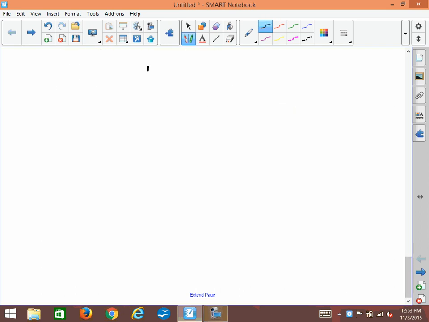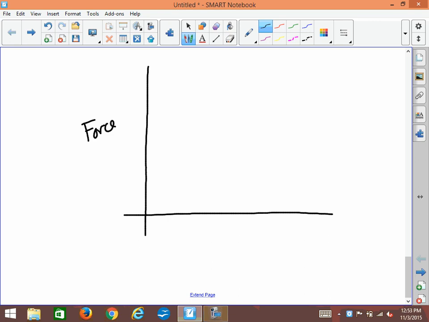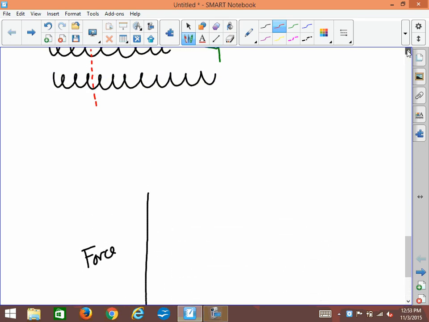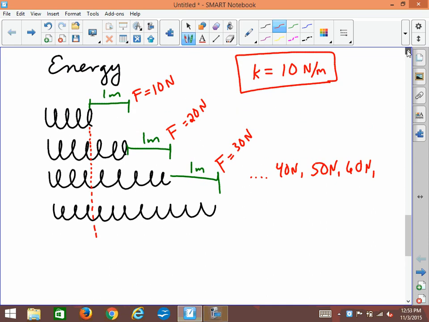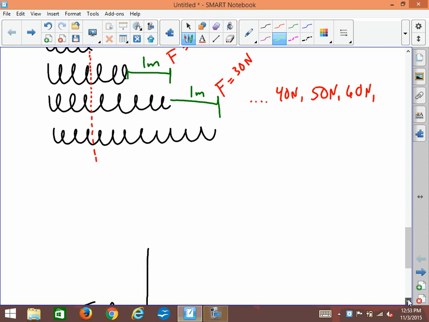So on our graph, we graph the force of the spring, the force we pull with, the magnitude only, and then we graph the x, the distance that the spring is stretched. Well, if we drew some dots, we would find that our first ordered pair is an x of 1 meter and 10 newtons, right here.